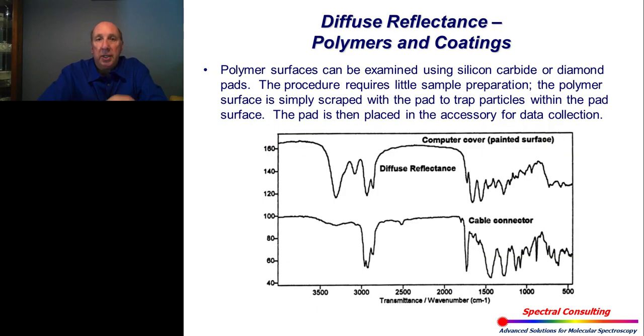So here's an example where we use silicon carbide or diamond pads, and basically we took a computer cover, which is a painted surface, as well as a cable connector. Some of this stuff is a little bit old, sorry. But like your USB cable, that surface is a polymer, and we've rubbed the surface and gotten some of the particles entrained on the pad surface, and then put the pad in the accessory to collect the spectrum. The same with the painted surface of the computer cover.